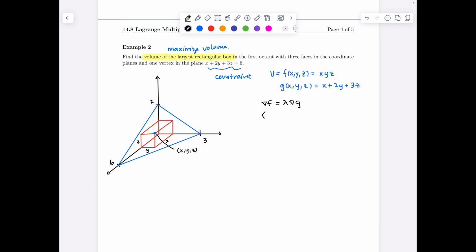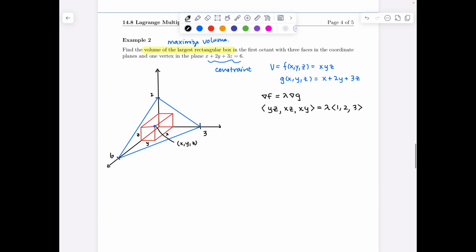So for the gradient of f, I am taking the derivative of the function xyz with respect to each of the variables. The partial derivative of f with respect to x should be yz, the partial with respect to y should be xz, and the partial with respect to z should be xy. And then that is supposed to be equal to lambda times the gradient of g, which, taking the derivative of g with respect to x, y, and z, will just give you the vector 1, 2, 3, picking off the coefficients of x, y, and z in the function g.